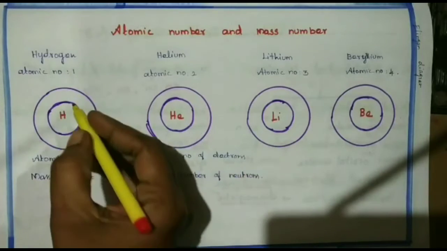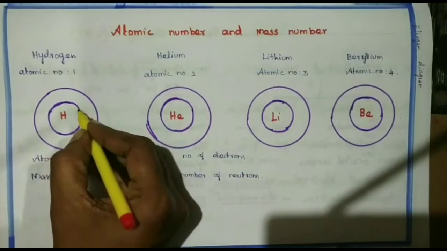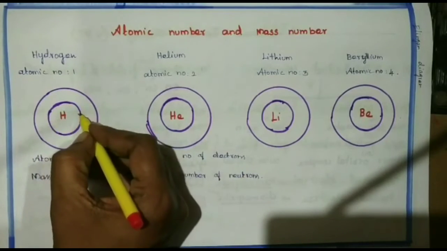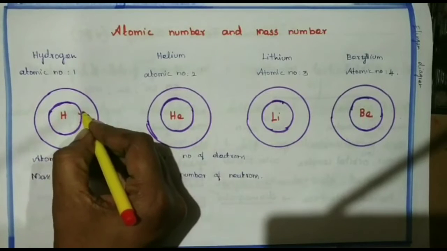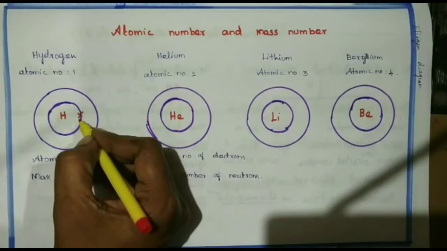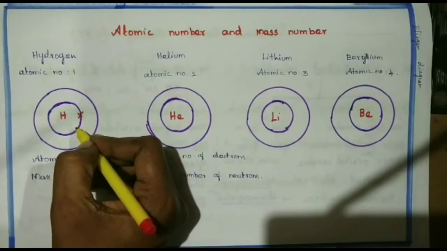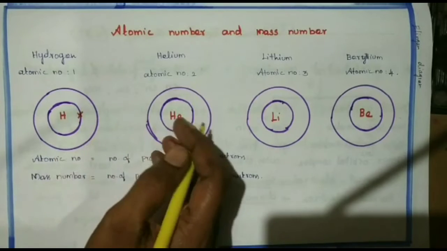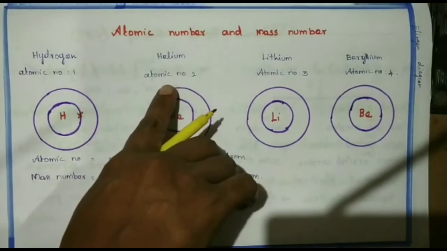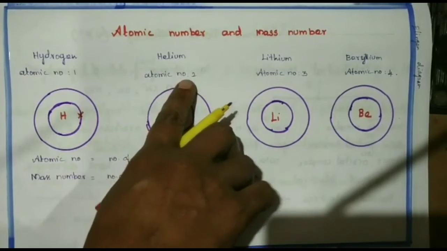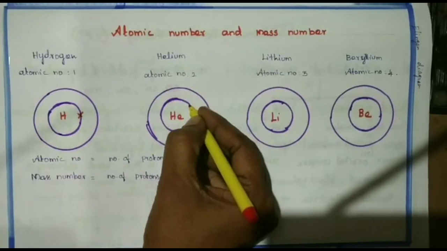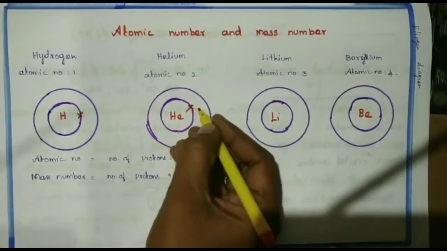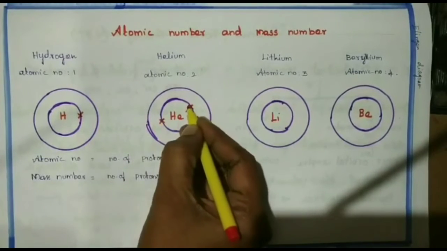That means here, this is the orbit, isn't it? So in this first shell, only one electron is present. Okay, then the second one is helium. Atomic number is 2. That means here 2 electrons are present.